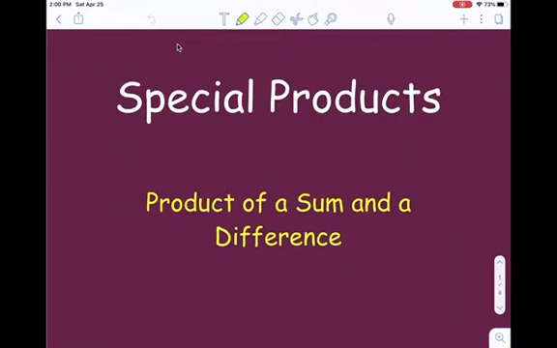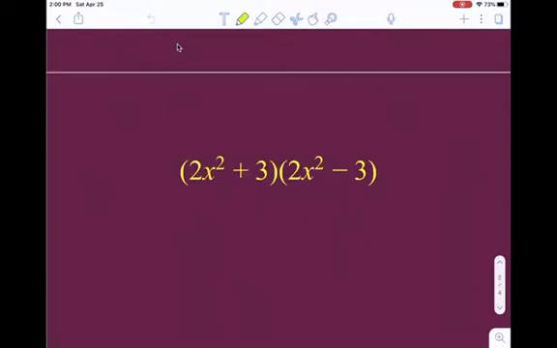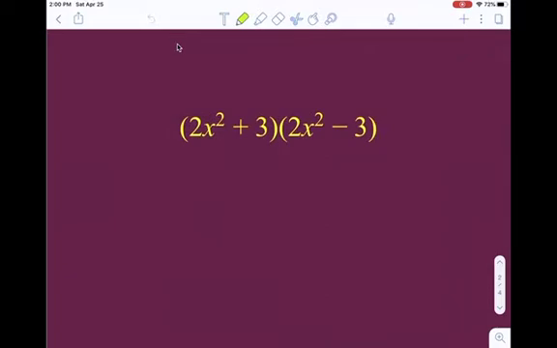So the product of a sum and a difference means that you're going to have a situation where your first and your second term are going to be the same, but one is being added and one is being subtracted. So let's just take a look at that, and you're going to find that these clean up really nicely. All right, so look at this example right here. So we got 2x squared plus 3 and 2x squared minus 3.